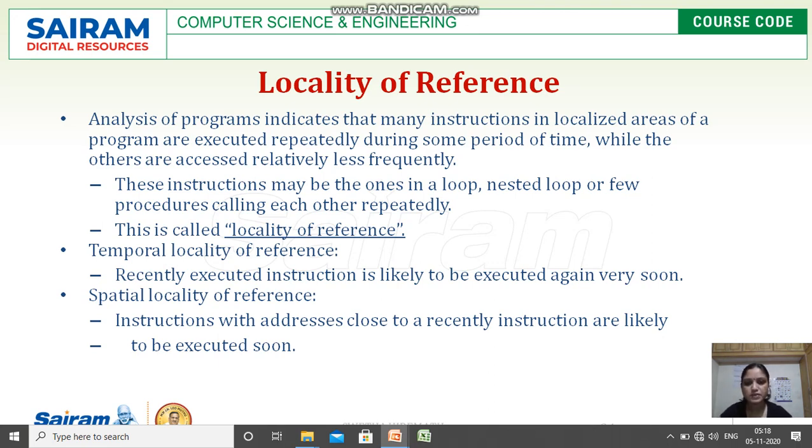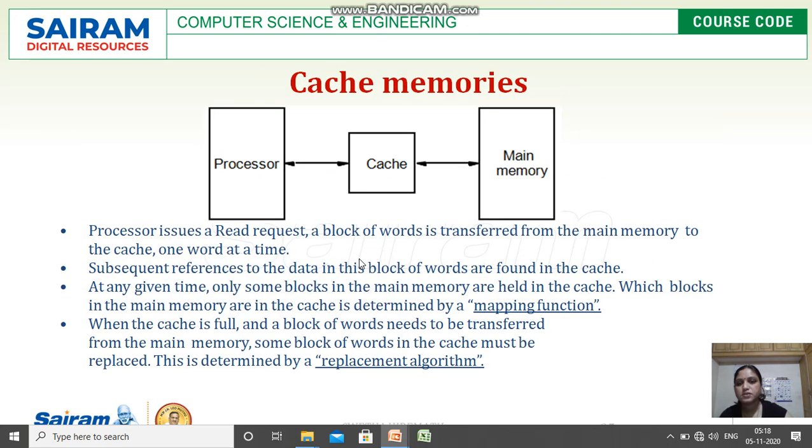There are two different types: temporal locality of reference and spatial locality of reference. Temporal means that recently executed instructions are likely to be executed again very soon. Spatial locality of reference means that instructions with addresses close to a recently executed instruction are likely to be executed soon. Those instructions can be stored in the cache in order to increase the performance of the processor. This is the arrangement for placing the cache in between the processor and the main memory to increase the speed of access of the data.